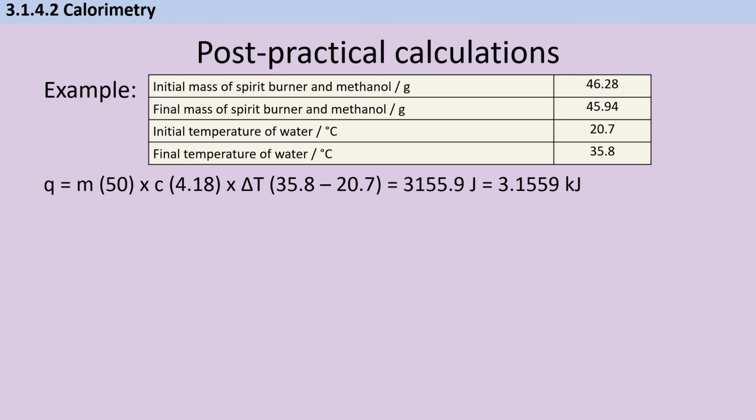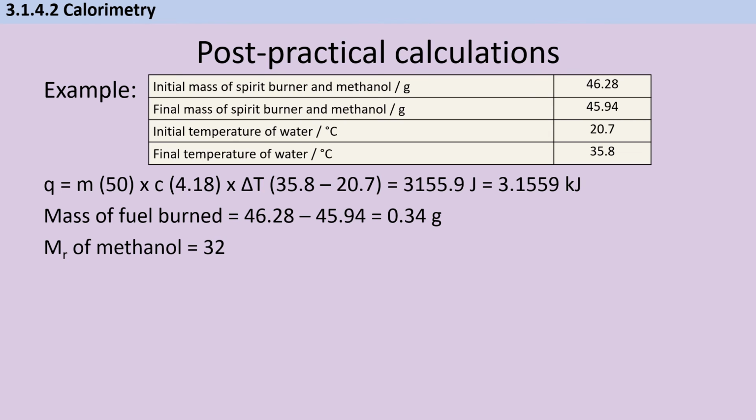So that's giving me a value of 3,155.9 joules, which I then need to convert to kilojoules. Next, I'm going to look at the mass of the fuel burned and use that together with the relative formula mass to work out the number of moles that have been used in that reaction. This is why it doesn't really matter if you're not absolutely perfect with your timing, because even though the temperature might be slightly different, the moles would also be accounted for.